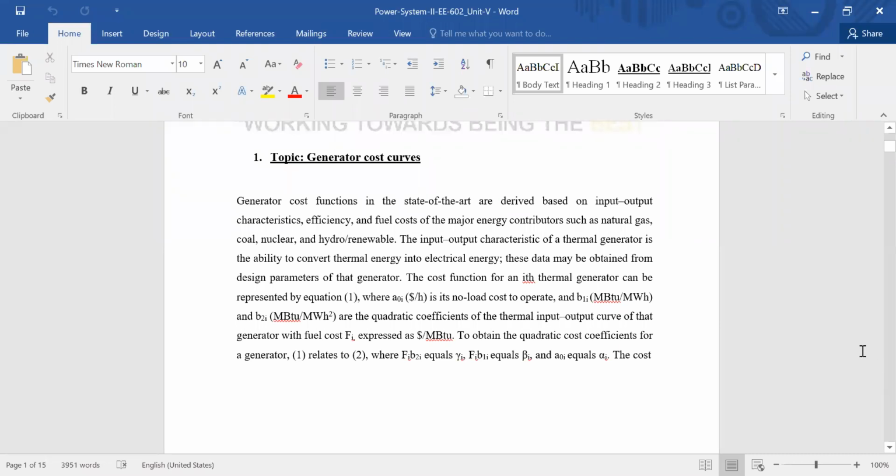Okay, it's the no-load cost to operate. B1, B2 are the quadratic coefficients of the thermal input-output curve of the generator with the fuel cost, that is Fi. To obtain this quadratic cost coefficient for generator 1, with generator 2 fuel cost. Okay, so these are the costs we are talking about.